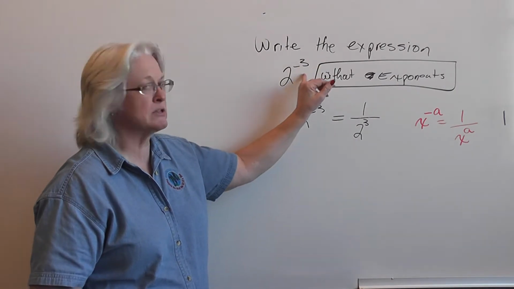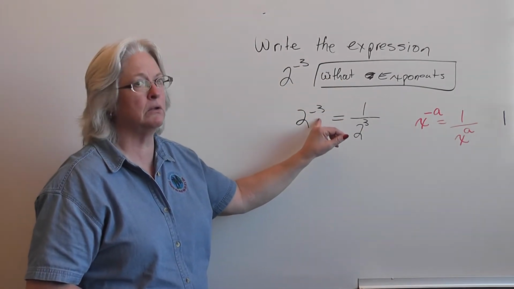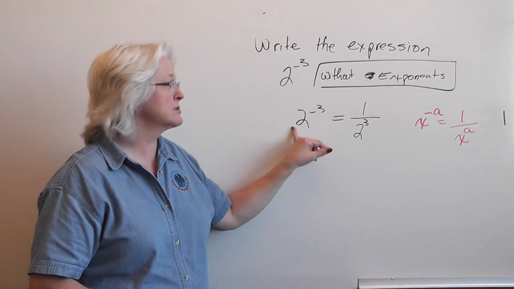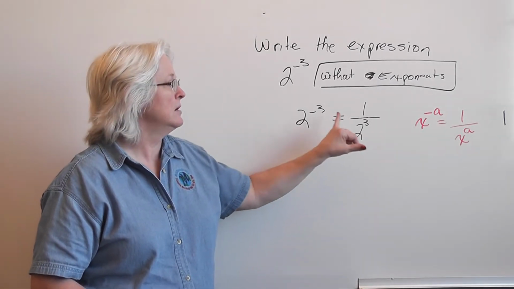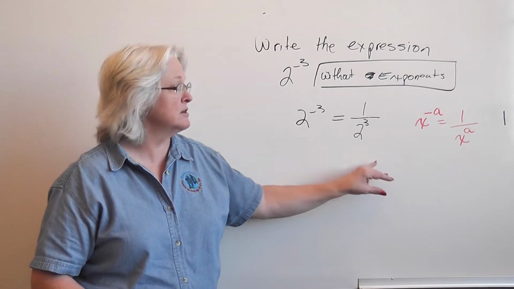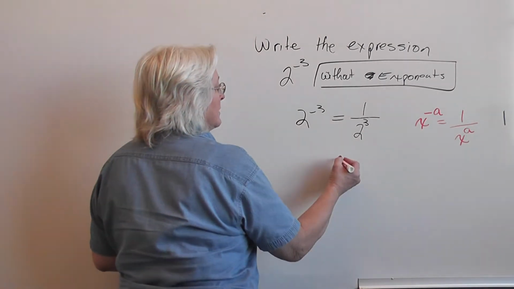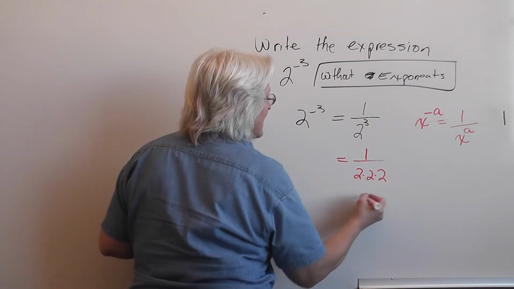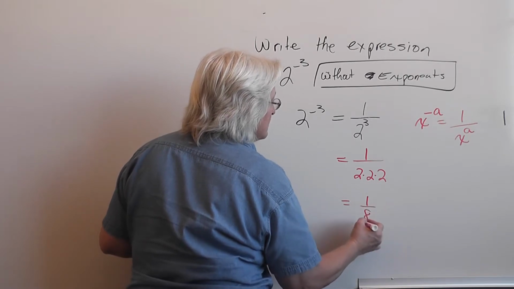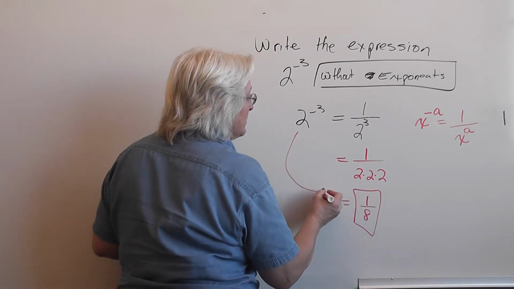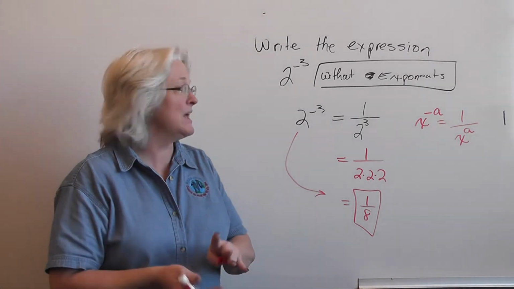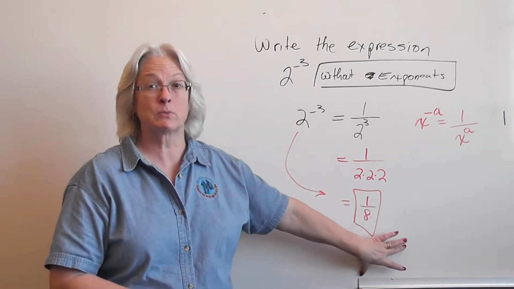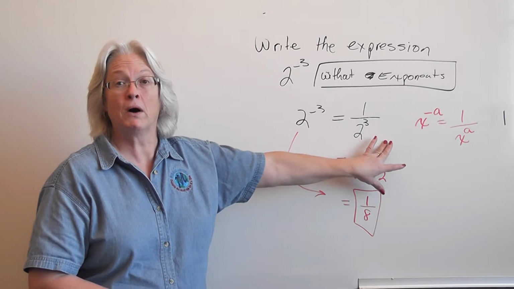Write the expression 2 to the minus 3 without exponents. Well, we don't know anything we can do here. But we do know that if we move the exponential expression 2 to the minus 3 to the denominator, that becomes 2 to the positive 3. And then this makes sense to us because this tells us that 2 cubed, we are using 2 as a factor 3 times. So now we were able to complete our assignment, which said, I want you to rewrite 2 to the negative 3 without using exponents at all, negative or positive.